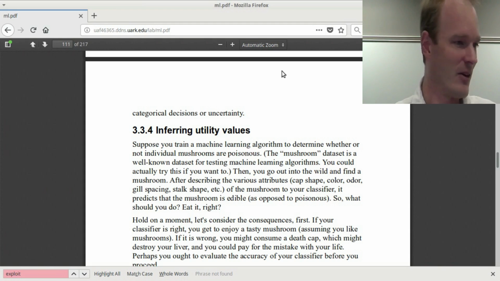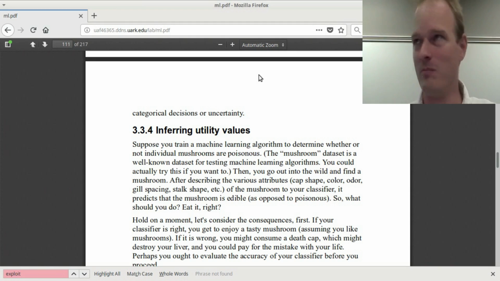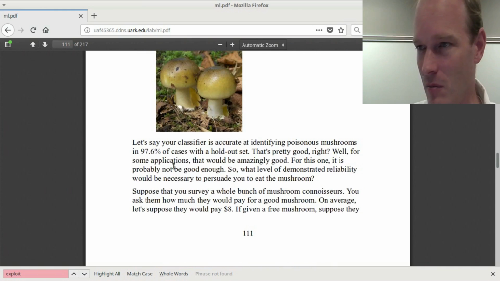Same with NASA. If they're going to pay $10 million to send a rocket to the moon, they want to know the odds of success and the odds of bad things happening. And even if you have to guess at some of the values, at least you can make good decisions.